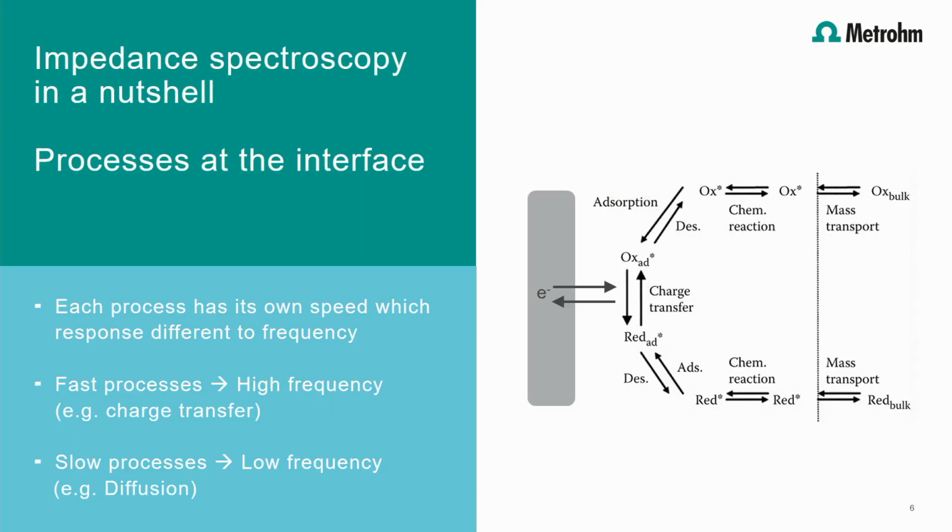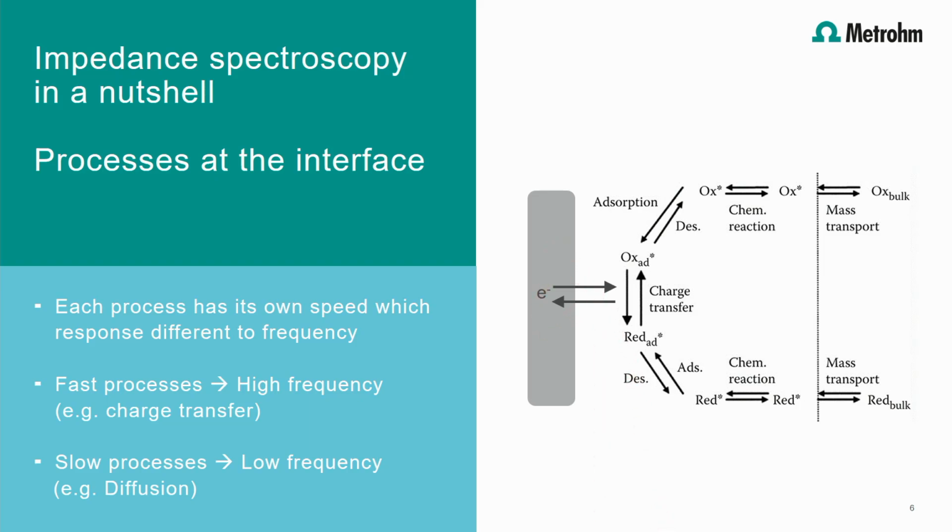Why do we need to apply such a wide frequency range? Because on the electrode surfaces and in between the electrodes, there are different processes with different speeds occurring. Processes like diffusion of the lithium cation are slow, and on the other hand, the charge transfer reaction, where the lithium cation gets reduced, is comparably fast.